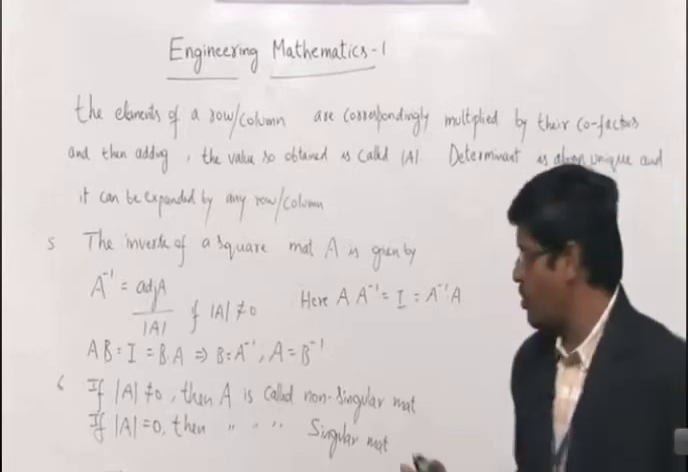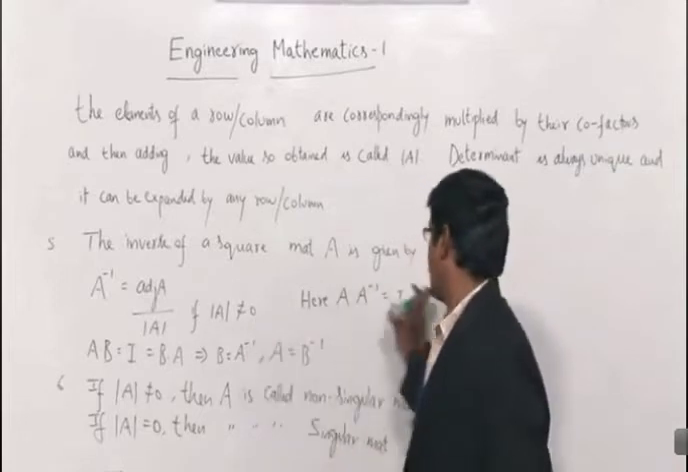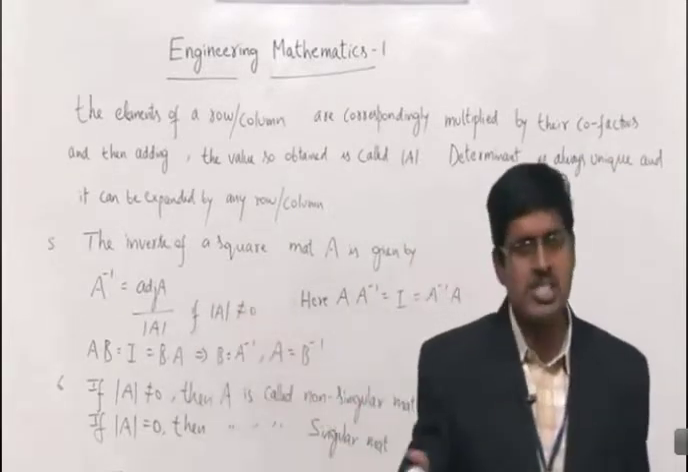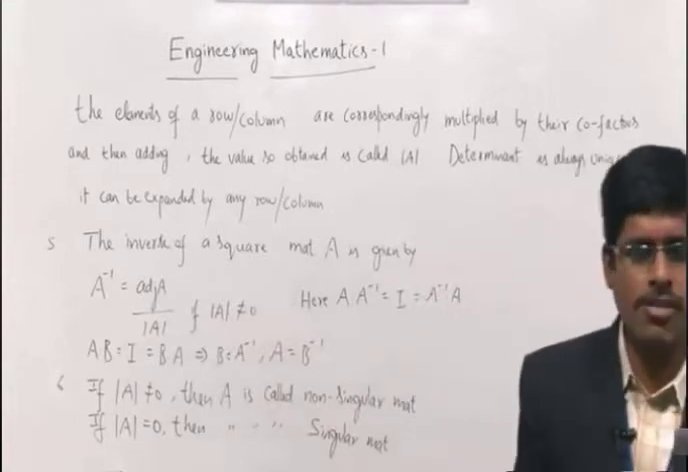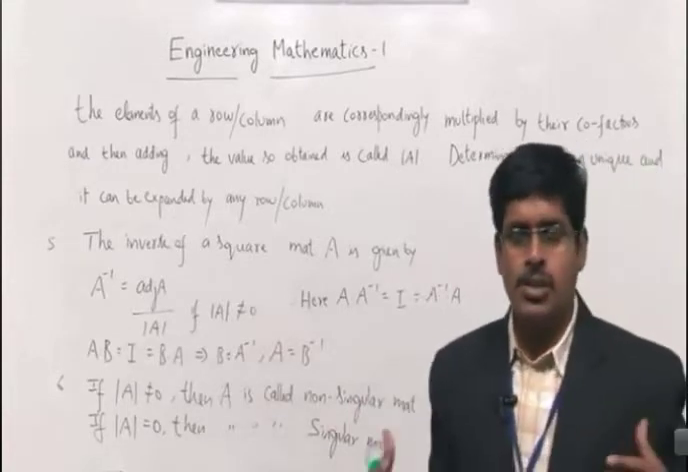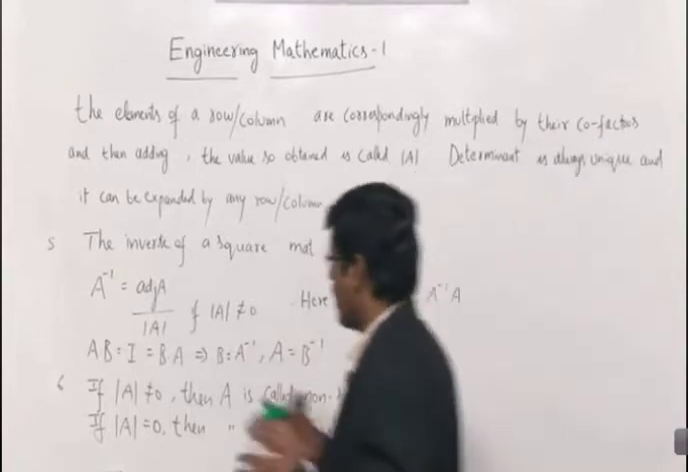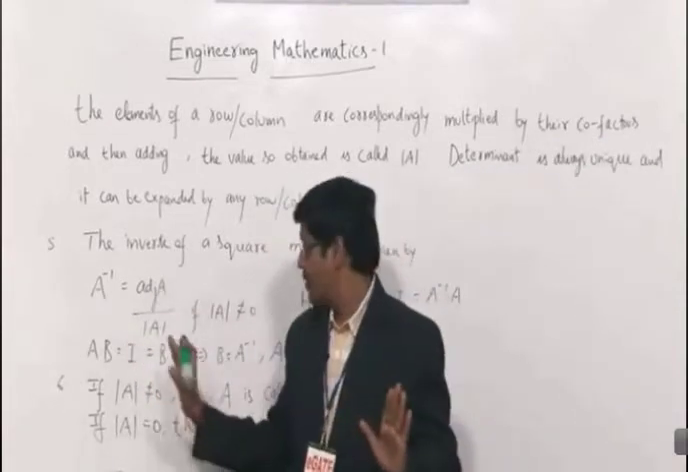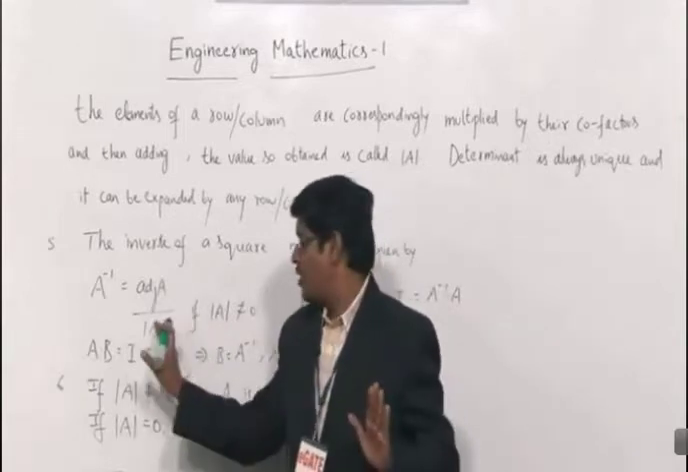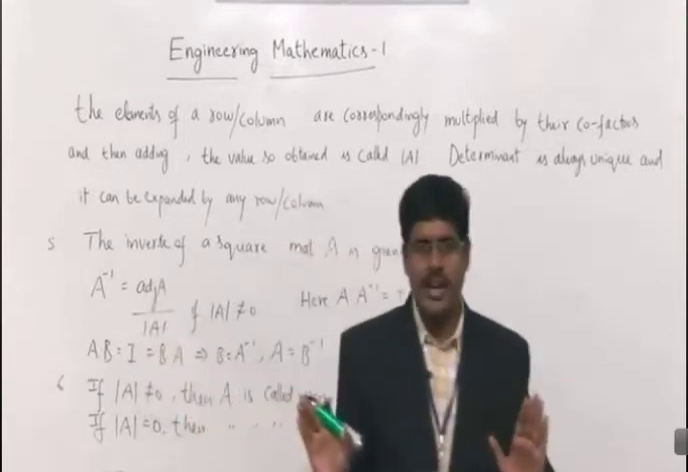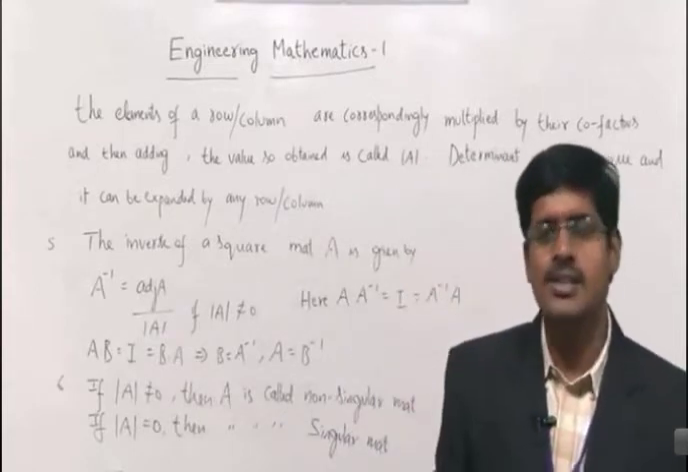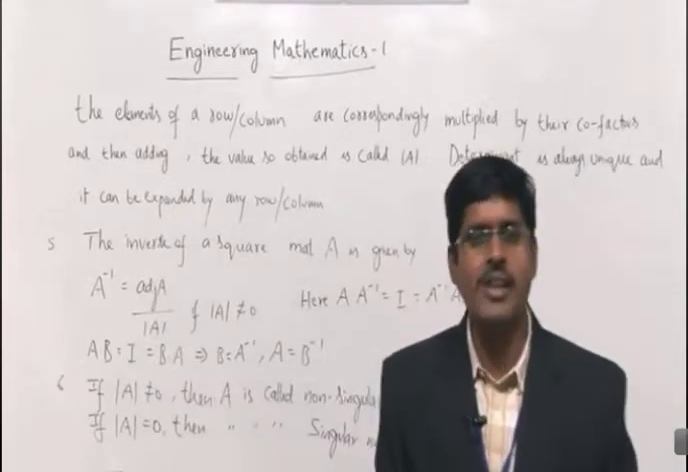So don't immediately find adjoint A whenever we require A inverse. First you calculate determinant A. Whenever the denominator is 0, then the inverse does not exist, and it is not required to find adjoint A. Some people start by finding adjoint A, the numerator quantity, and you will get some other thing. Once you go for the denominator, that is finding determinant A, if it is 0, finding adjoint A is a waste of time. That's why before finding A inverse, first find determinant A.